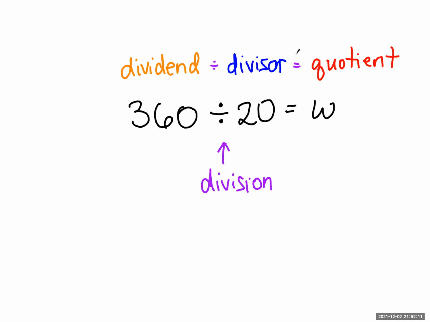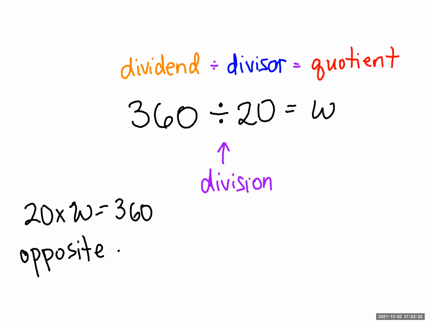What else do you know about division? And the other one, it was 20 times W equals 360. It had also said that. So division is the opposite of multiplication. We'll talk more about that. What else is division?